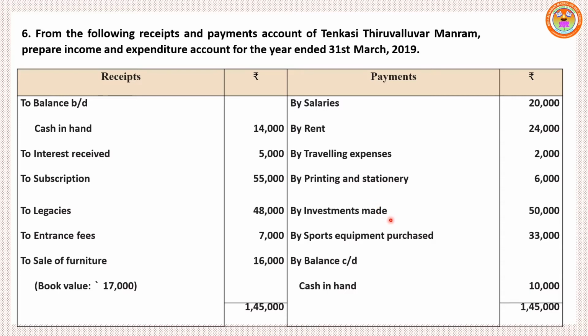By investment made: once in a while only we are going to make investments. So it is a capital transaction. It will not appear under the expenditure side. In income and expenditure account, we should not show this investment made. Then sports equipment purchased, that is also a kind of asset we have purchased. It is also non-recurring in nature. It is a capital transaction and should be omitted. Then the closing cash balance also should be omitted while preparing income and expenditure account. Let me see how to do this answer.